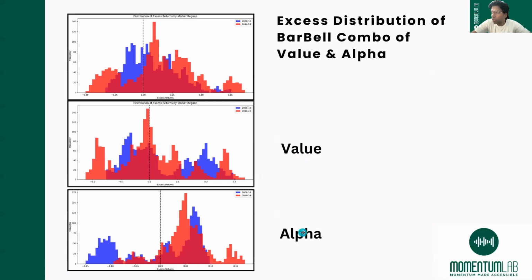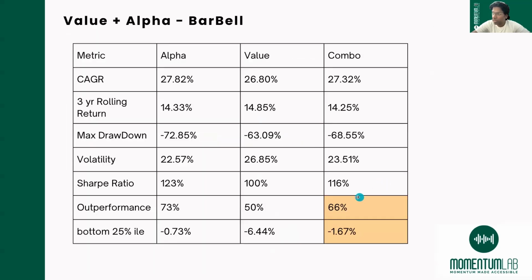Now let's see what happens when you combine value and alpha. If you combine value and alpha, you see that the distribution is not moving towards the right. Ideally, we want the distribution to move towards the right if we combine any two strategies. If the distribution moves towards the right, then three things happen. One, the mean or the average excess rolling returns will move towards the right. The outperformance percentage will improve, and also the bottom 25 percentile will go up. So all three things happen if the distribution moves towards the right. But when we combine value and alpha, this is the excess distribution that we have seen. It is not moving towards the right. We'll see the stats here. We see that the outperformance is at 66%, better than value, but less than alpha.